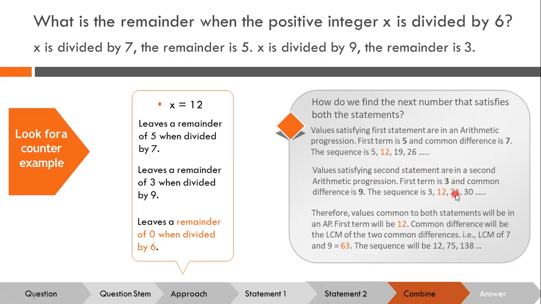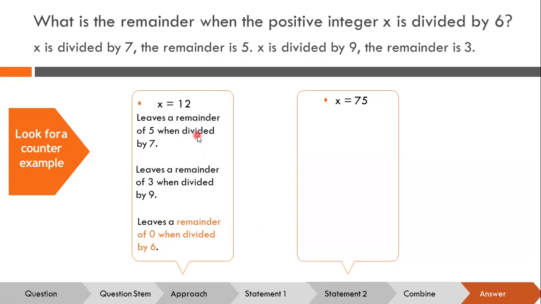So in this problem, we can make the sequence starting with 12. 12 is the number which is satisfying both the conditions and this one also. So next, 75, that is out of that sequence. That is 12, then adding 63 more, this is 75. So this is the next number in the sequence we were talking about in the previous slide. So it leaves a remainder 5 when divided by 7. The first condition is satisfied. Look at this.